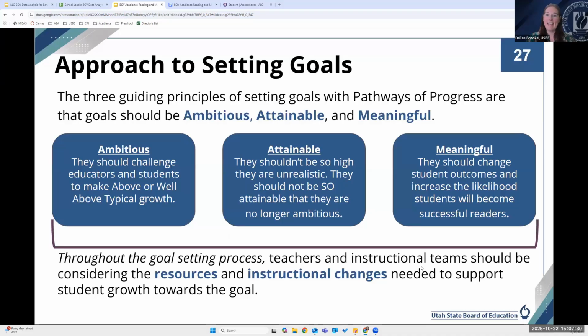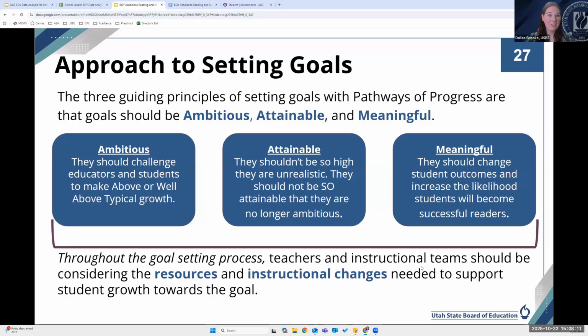So when you go in and set these goals, you're going to want to make sure that they are ambitious, attainable, and meaningful. Ambitious, they really should challenge both the educators and the students. It should challenge the students to be pushed to a higher level. And then we want to be challenging our teachers too, to be really improving their instruction. So having those ambitious goals and things that they can do in their classroom, in their instruction to help students reach those ambitious goals. They should be attainable. We want to push students as much as we can, but we still want to make sure that those goals are realistic and that it is something that's possible for the student to achieve.